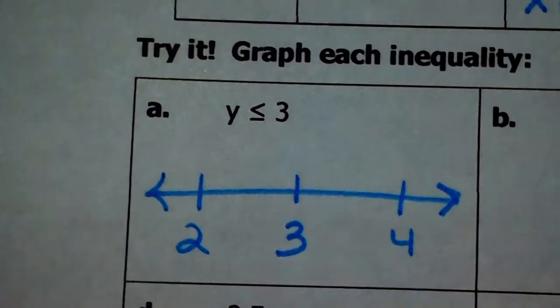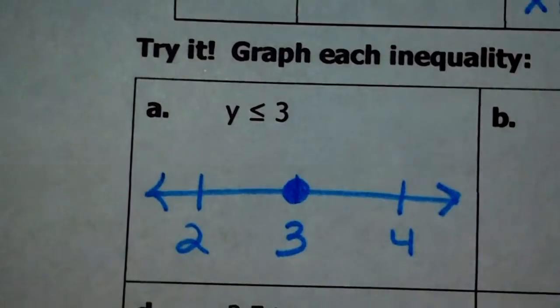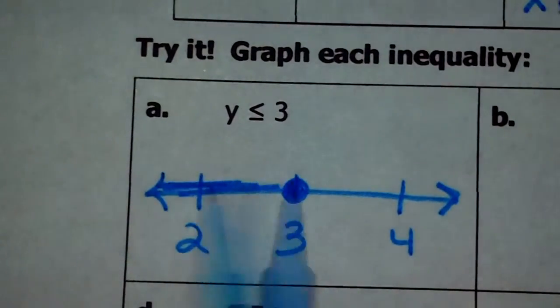If y is less than or equal to 3, that means I have a closed circle on 3 because it can be equal to it, and I'm going to shade to the left because y is less.